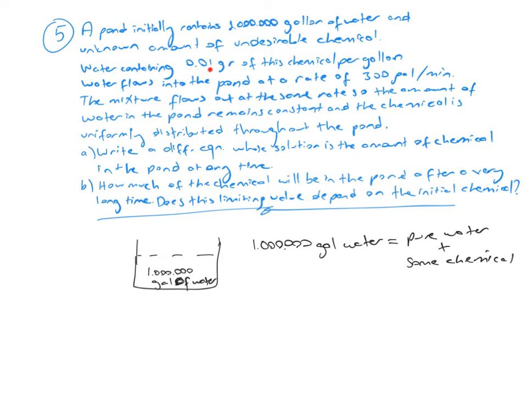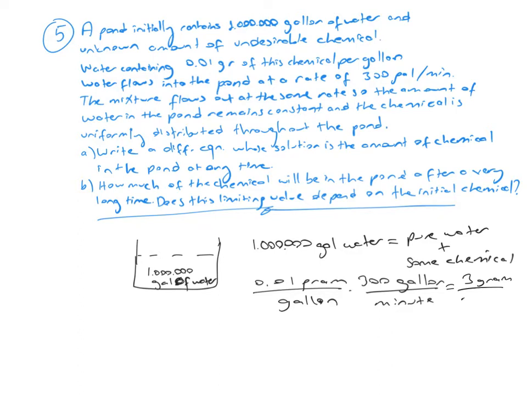Water containing 0.01 gram of this chemical per gallon flows into the pond at a rate of 300 gallons per minute. So, for each minute, 0.01 gram per gallon times 300 gallons per minute grams of chemical will flow into the water, which is equal to 3 grams per minute.